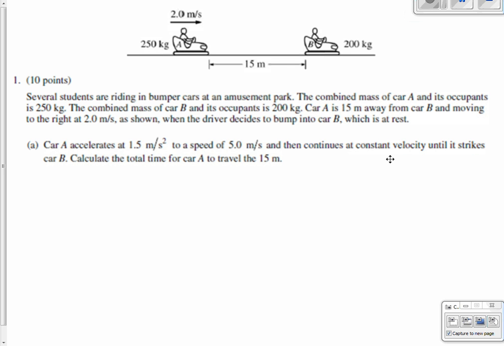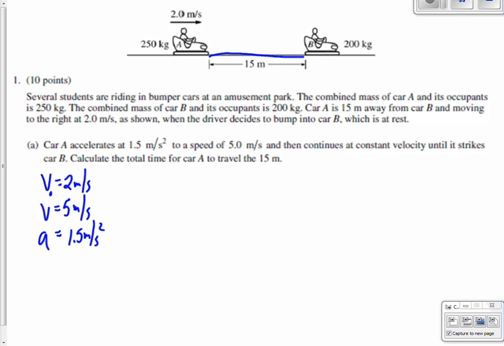Okay, and then the last one is the bumper cars. This one starts out with a little bit of kinematics. So we're told that a car up here, we're looking just at car A, has an initial velocity of 2 meters per second and a final velocity of 5 meters per second and an acceleration of 1.5 meters per second squared. And we're looking for how long it takes to travel the 15 meters.